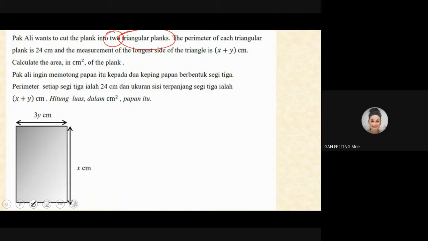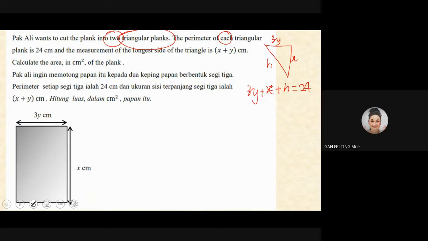So for the triangle, each is 24. So the length of 3y, if I take this one, and this is x, then what is the length of the hypotenuse here? Then you have to evaluate. So you get 3y plus x plus h equals 24. This is what you get, right?